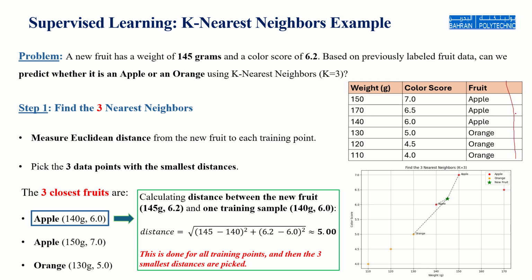Once you find the distance between all the points, you will get all the distance measures. Just imagine you get a distance of 5 here, maybe 3 for this one, and here you get 8, 9, and 10, and here something around 9. So these are all the values, all the distance measures you get.